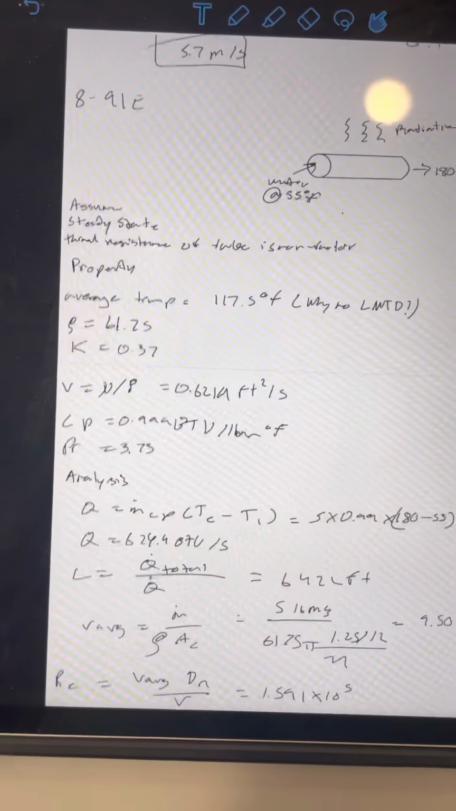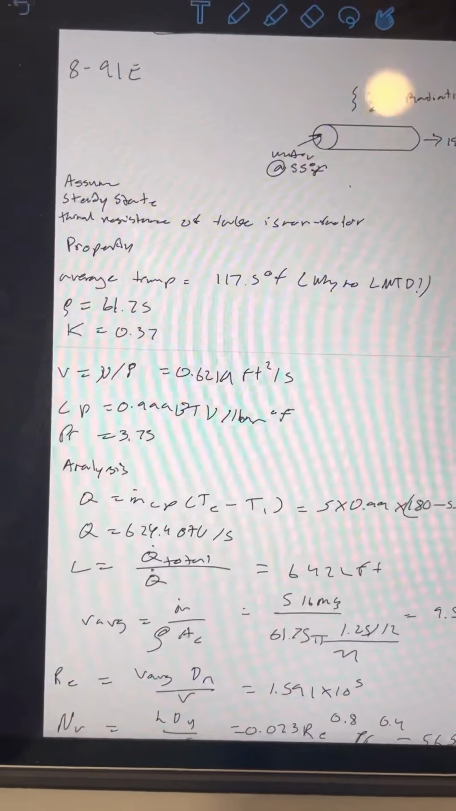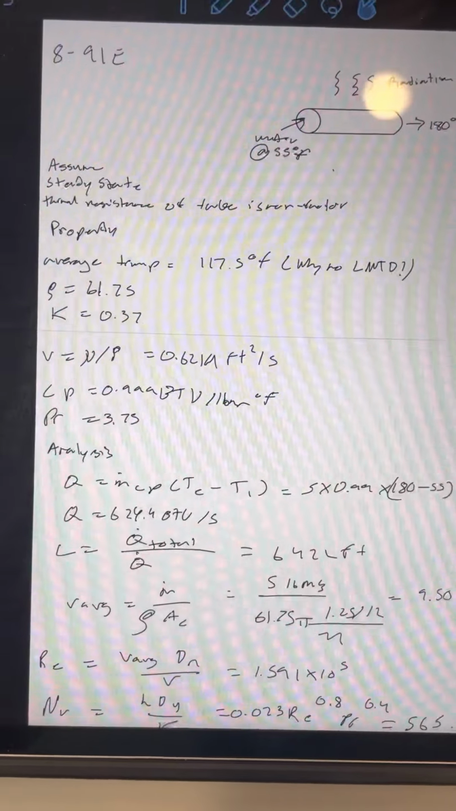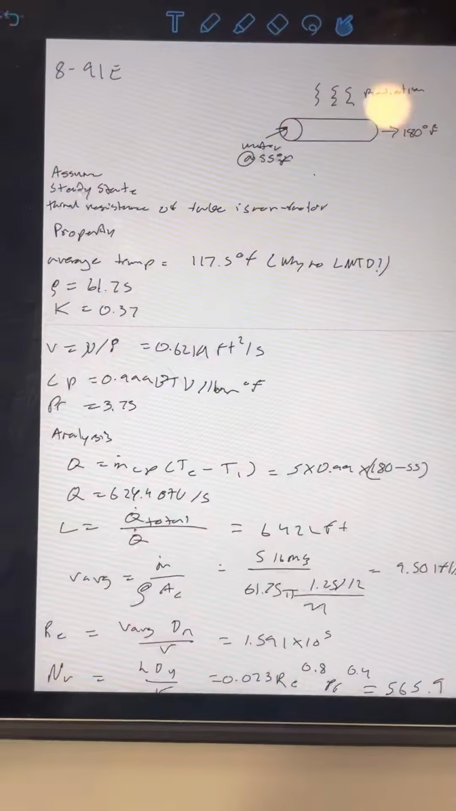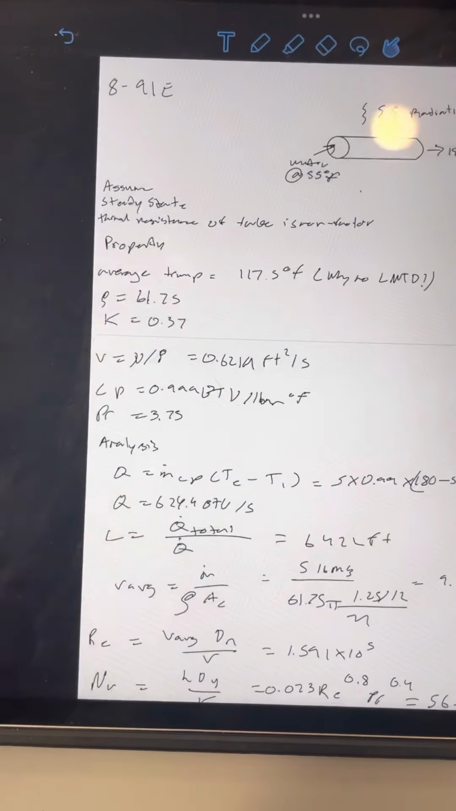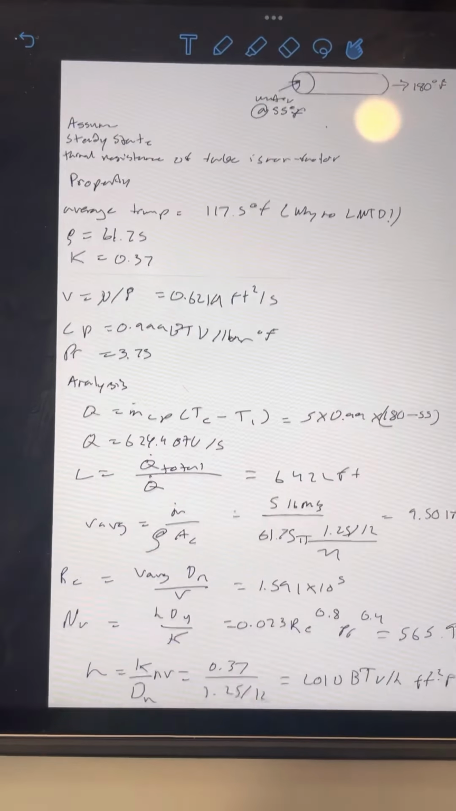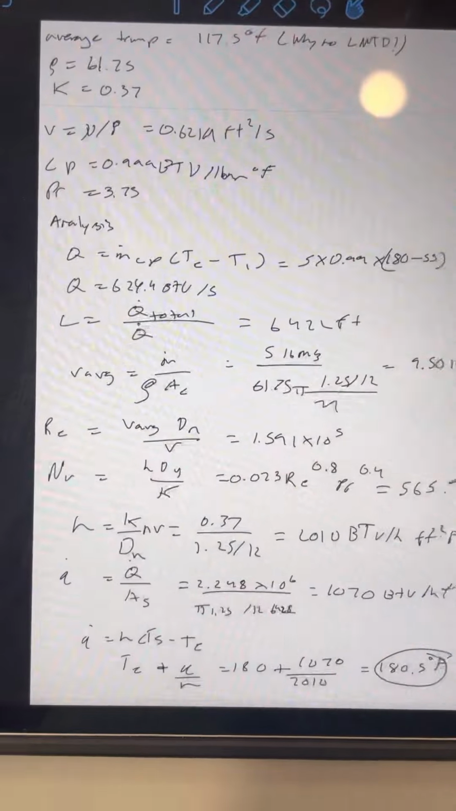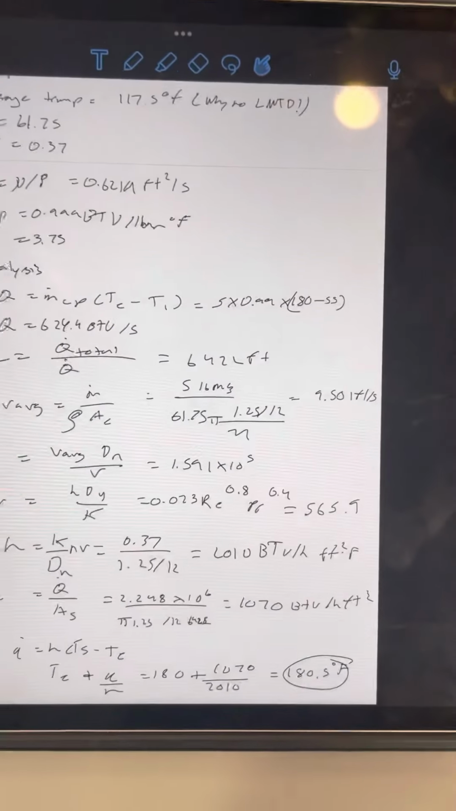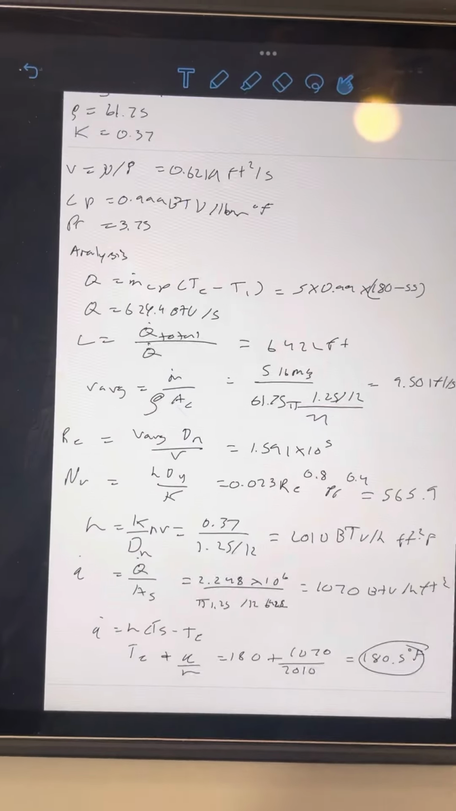Okay, 8-91E, we have a pipe that's being radiated, and we had to assume that the glass didn't really affect the heat transfer, so there's negligible thermal resistance. And then we also assumed steady state. We also assumed an average temperature, which is a little confusing to me because we talked about log mean temperature difference, and this seems like an application of that, but we didn't do that.